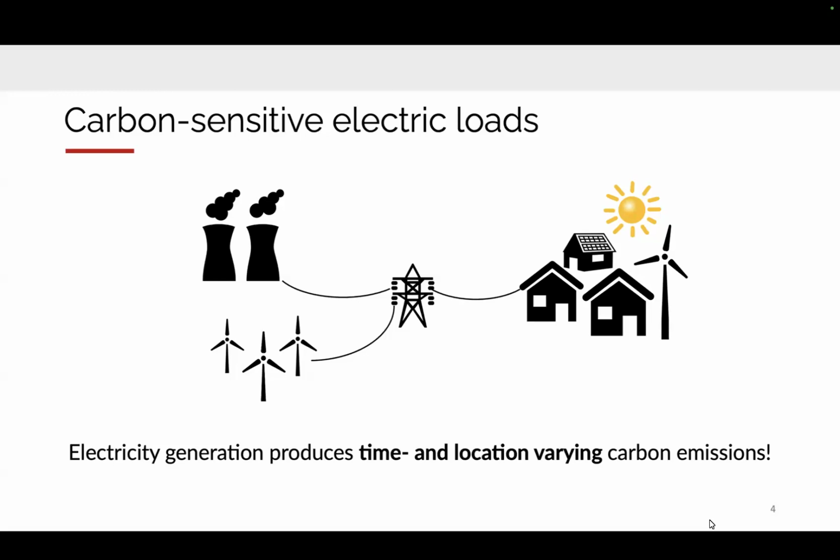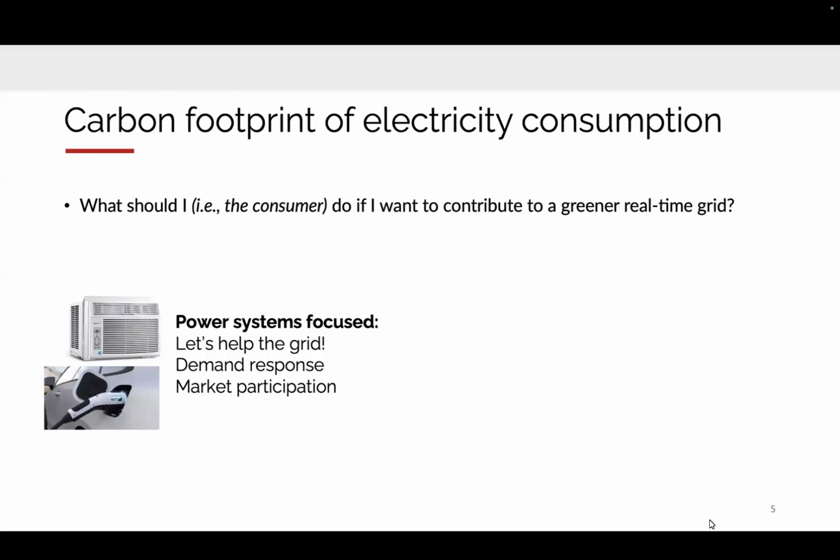So this gives an opportunity for carbon-sensitive electric loads to adapt their energy consumption to try to use electricity when it's low carbon rather than when it's high carbon, and thereby try to help reduce emissions. So the question that we've been interested in trying to answer here is related to defining this carbon footprint of electricity consumption. And in particular, what I, as a consumer, can do if I want to contribute to a greener grid in real time. So, what can I do today to try to help lower grid emissions?